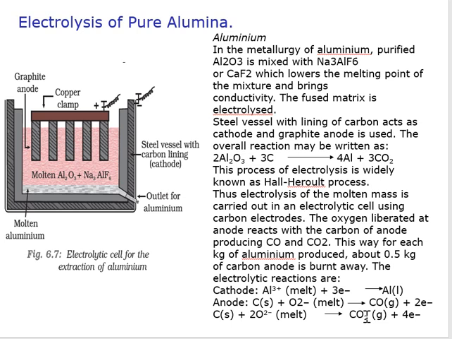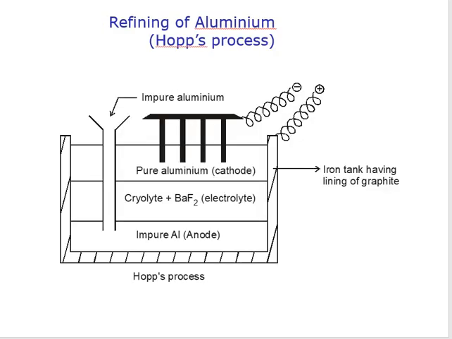So this process is known as the Hall-Héroult process. Now, the refining of aluminum. The metal which we obtain in the above process is about 99% pure, and for most purposes it is taken as a pure metal.